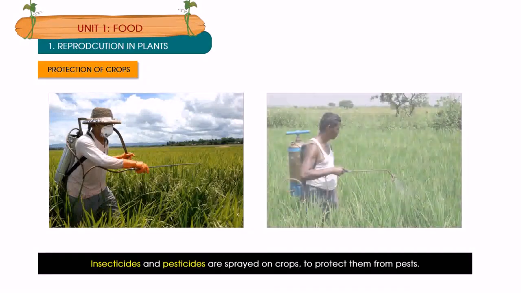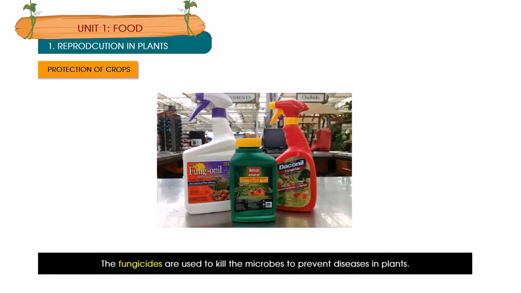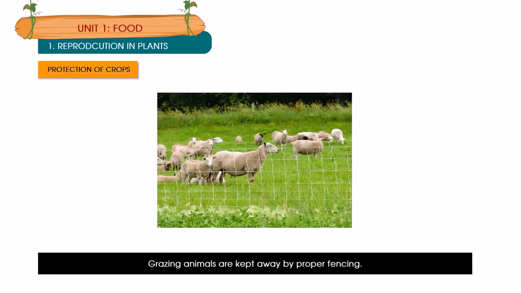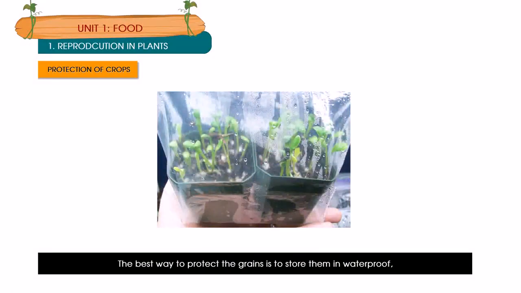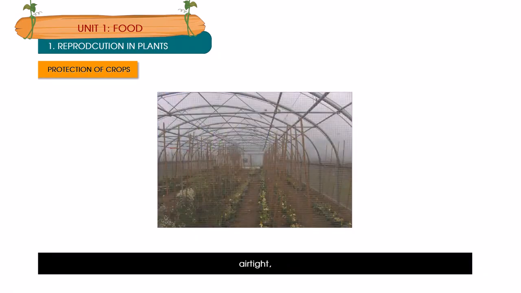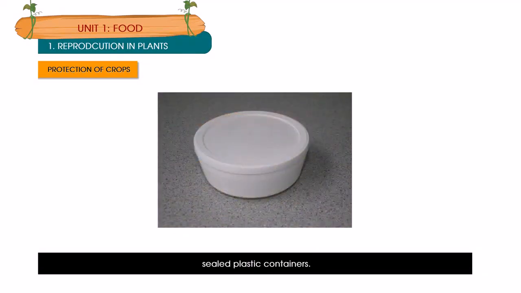Insecticides and pesticides are sprayed on crops to protect them from pests. The fungicides are used to kill the microbes to prevent diseases in plants. Grazing animals are kept away by proper fencing. Birds are kept away by using a scarecrow. The best way to protect the grains is to store them in waterproof, insect-proof, airtight, sealed plastic containers.